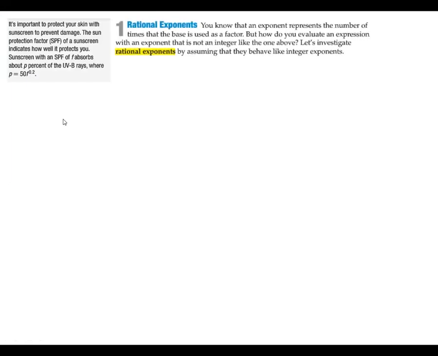What does that mean? Well, you know that an exponent represents the number of times the base is used as a factor, but how do you evaluate an expression with an exponent that is not an integer like this one right here? Well, let's investigate rational exponents by assuming that they behave like integer exponents.